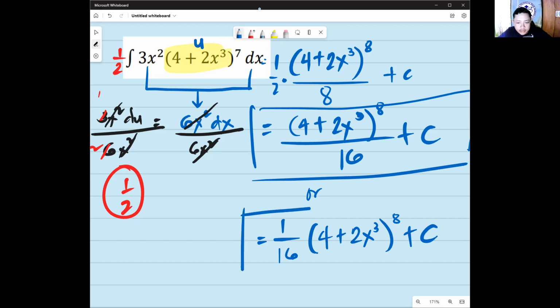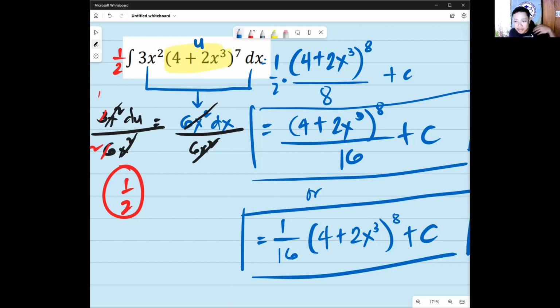Let me see. Show me a reaction if you got the same answer. Very good. Okay, good. That's it. That's the process. So therefore, with this one, even if your du will not match our given, worry not, because there is a way for us to solve the problem.